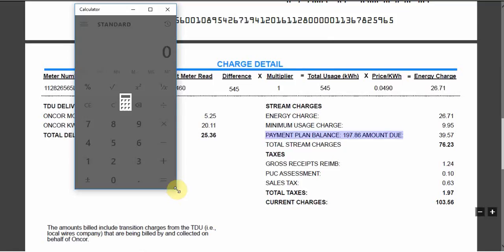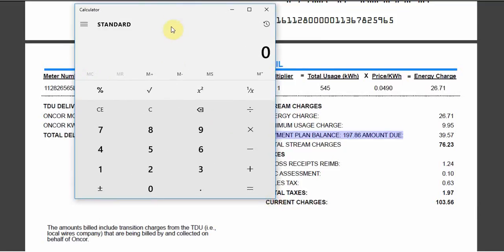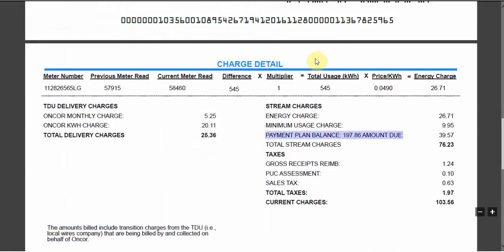Okay. So let me pull out my calculator here. On this particular bill, it's going to show what the previous meter reading was, prior to the last bill. Or if this is your first bill, this is what the meter reading was when they came to switch over your services, okay? And then this is what the meter was at when they came to read it again so that they could generate a bill. So the difference in these meter readings is 545 kilowatt hours.